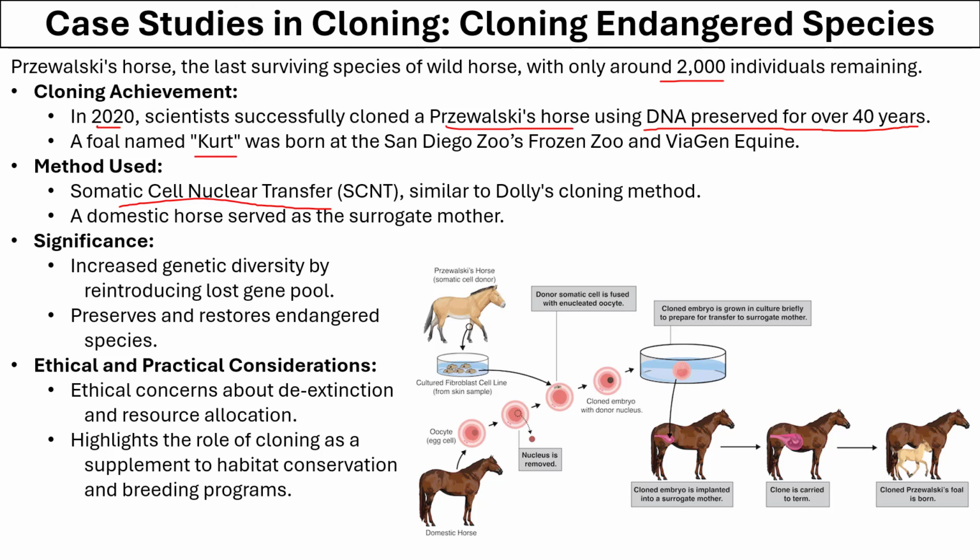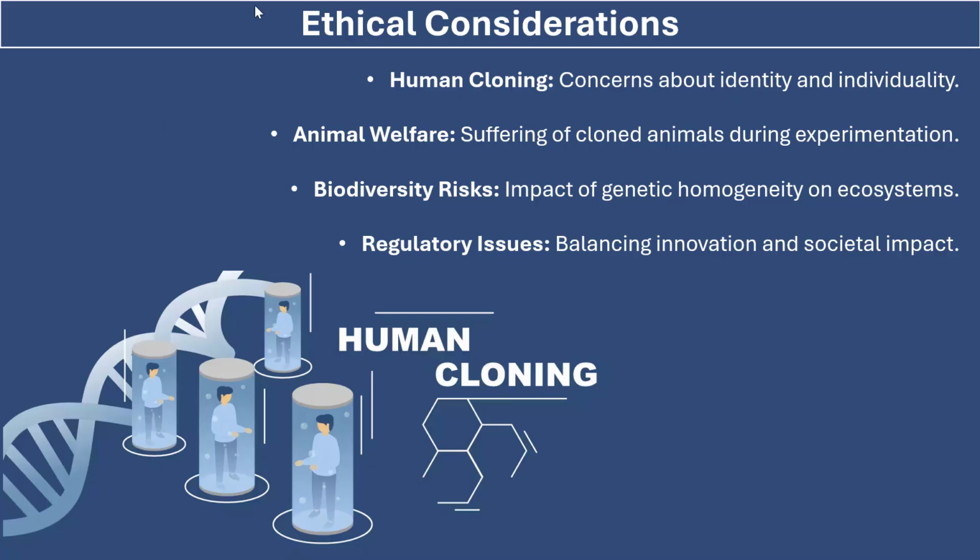For this purpose, a domestic horse was used as a surrogate mother. The significance of this technique is that it increases genetic diversity by introducing lost genes back into the gene pool and by preserving and restoring endangered species. But again, it raises ethical concerns: is it okay to de-extinct species which have been lost because of a very natural process?